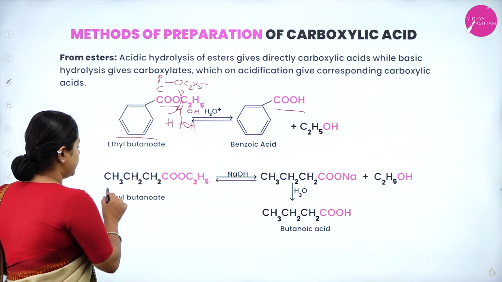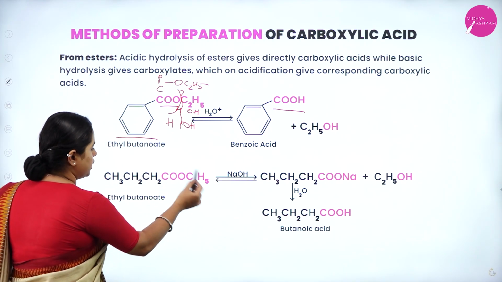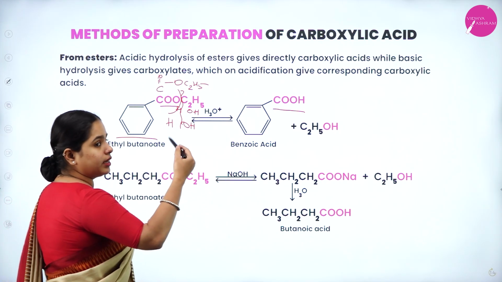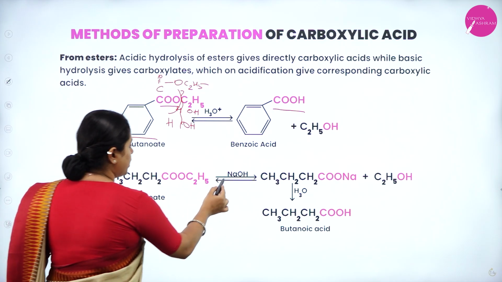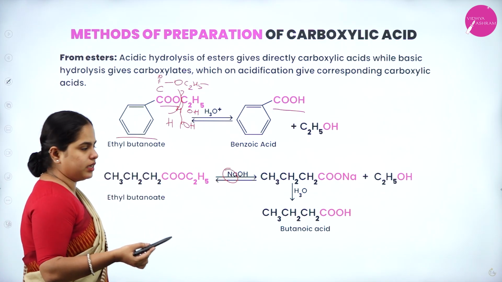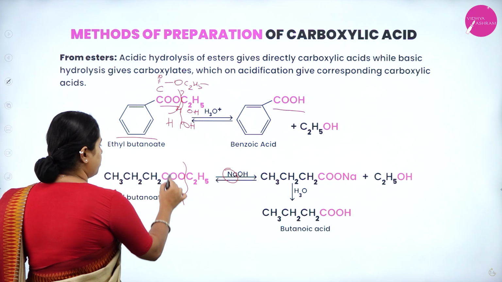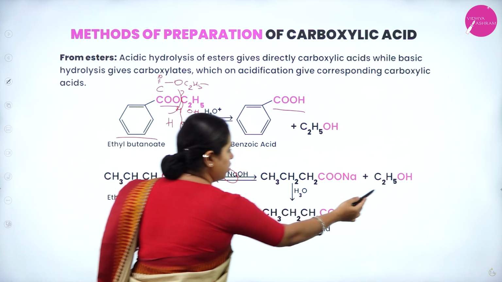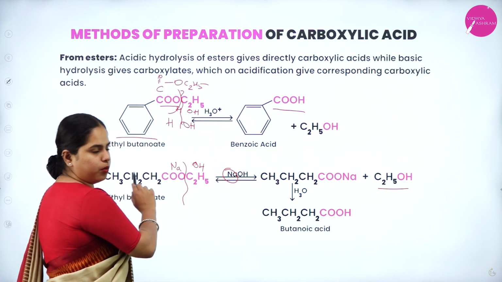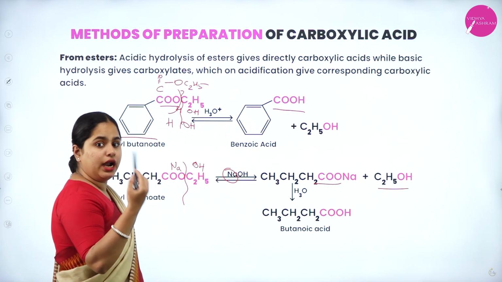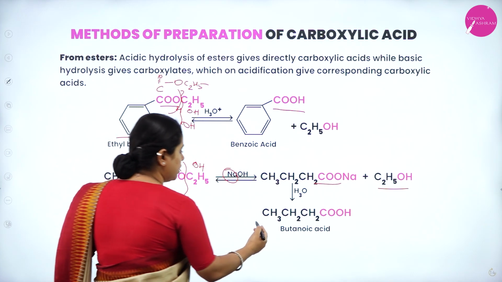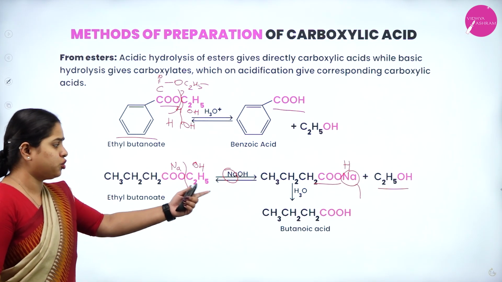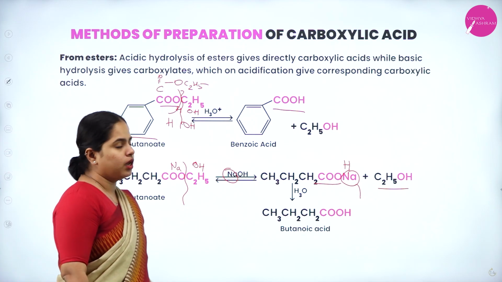Now let's see here, CH3, CH2, CH2, COO, C2H5. In presence of basic medium, what is going to happen? First you will get the salt, which is the sodium salt. So here you have taken sodium hydroxide, which is the base. This bond is going to break. Na will be added here and OH will be added here. So you will get ethanol and the sodium salt of the carboxylic acid, which on addition of H plus, that is acidification, the Na will be removed and H will be added here. CH3, CH2, CH2, COOH will be formed, that is butanoic acid.